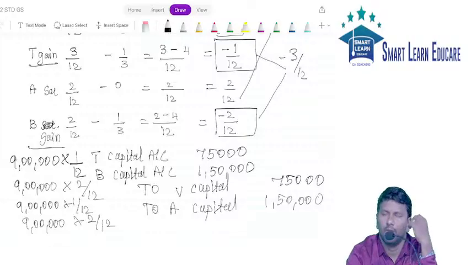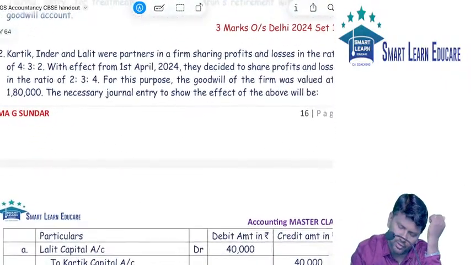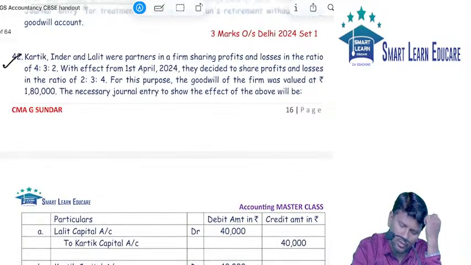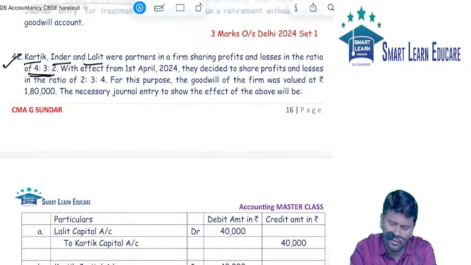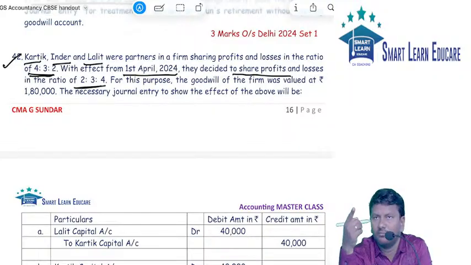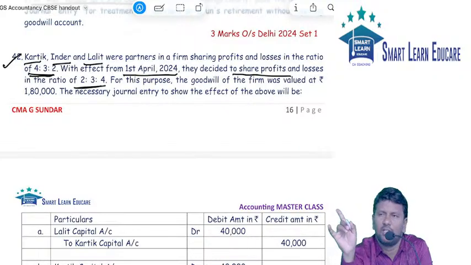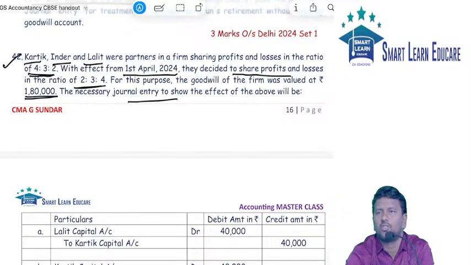Okay. Now we will proceed further to one more question. Next question. Question number 42. KIL are partners sharing profits and losses in the ratio of 4:3:2, old ratio. With effect from 1st April 24, they decided to share the profits and losses in the ratio of 2:3:4. Old ratio given, new ratio given. First step, find out sacrifice or gain. Goodwill of the firm is 1,80,000. Pass necessary entries to show the above effect. Same like last question. Please try.